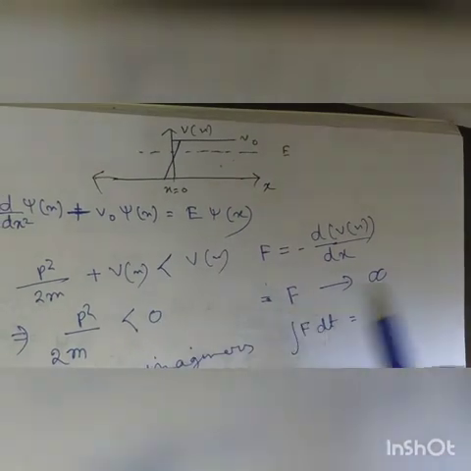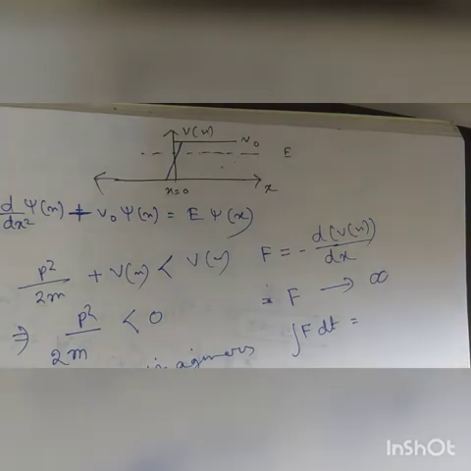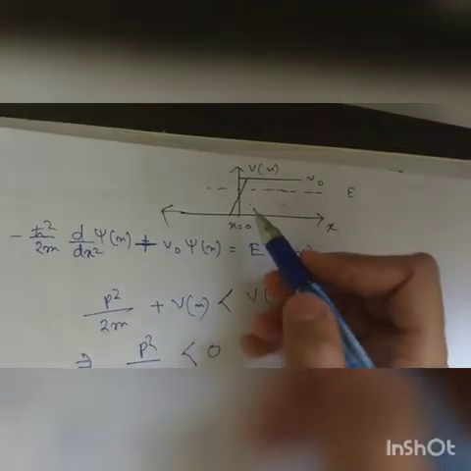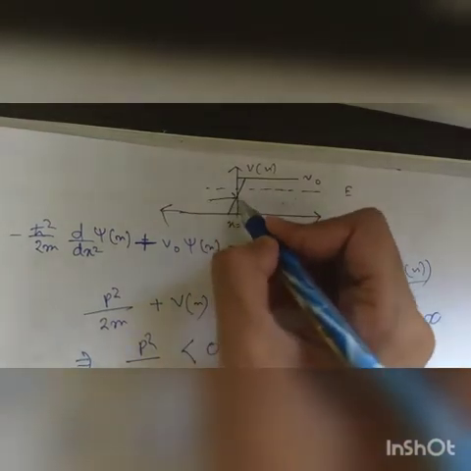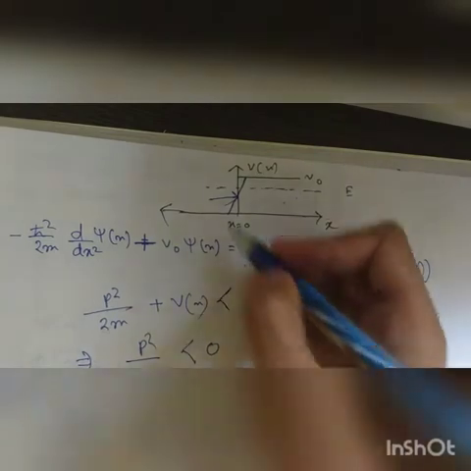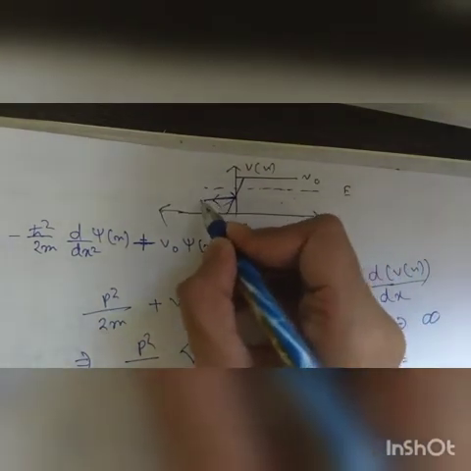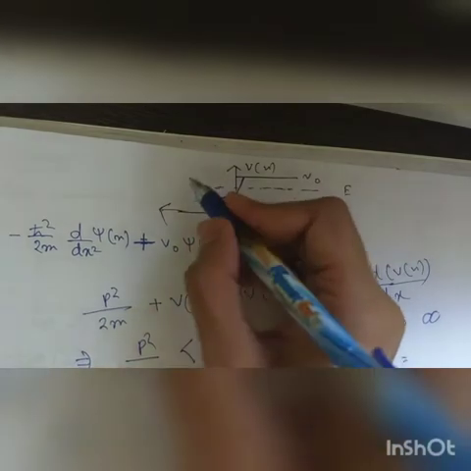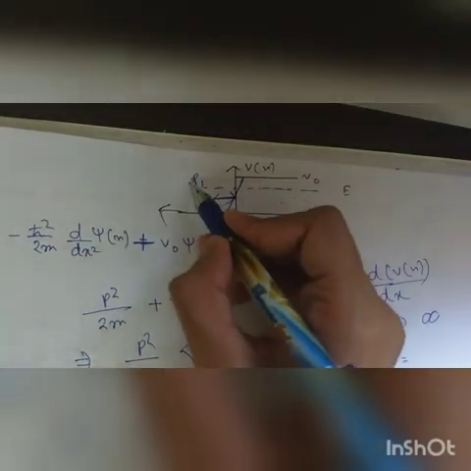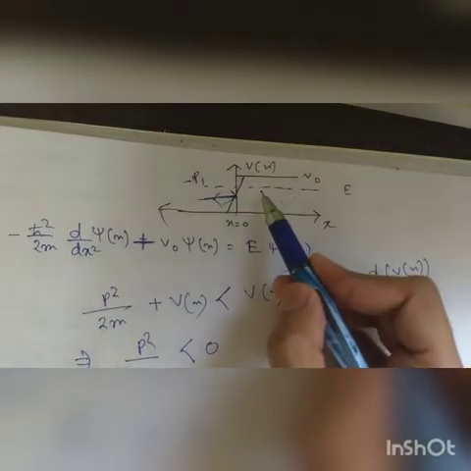So that force tends to infinity, which means a huge force actually acts on a particle that goes to this region, but its energy is not sufficient to overcome that region. So this force perfectly reverses the direction of the momentum. The momentum is the same as the initial momentum, but it just reverses its direction. So it is impossible to find a particle in this region.